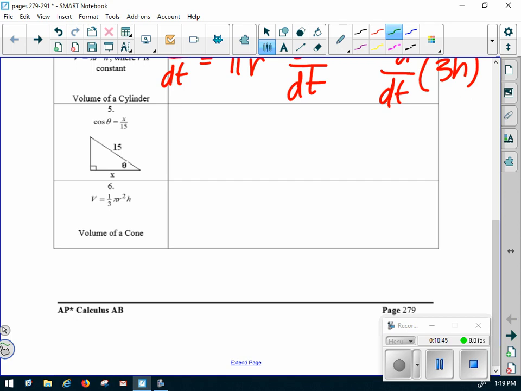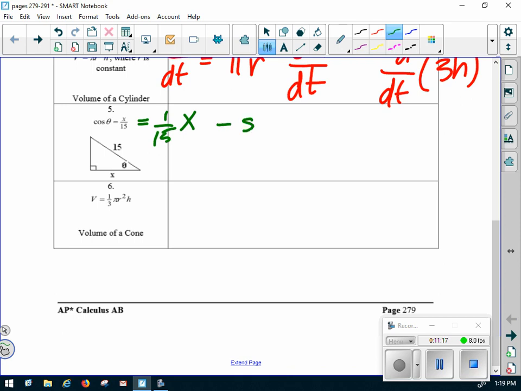Cosine theta equals x over 15. I'm going to strongly encourage you to do a rewrite on these and rewrite that as 1/15 times x, or at least think of it that way. Remember, we're taking the derivative with respect to time. How many variables? Theta and x. All right.